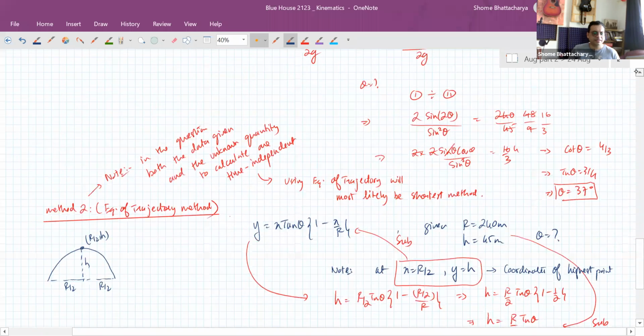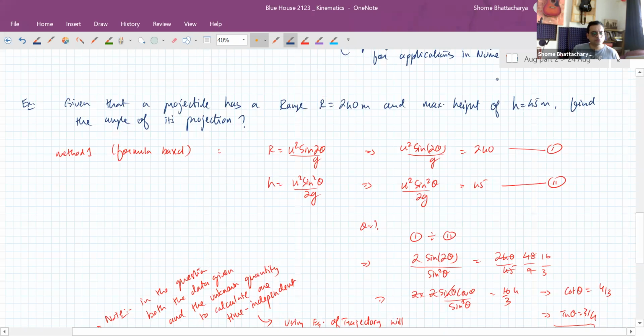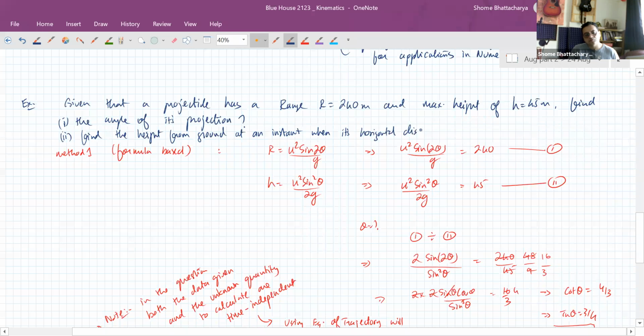Okay, now suppose this question had a second part. First was we wanted to find the angle of projection. Now the second thing is we wanted to find the height from the ground at an instant when its horizontal displacement is, let's say, 180 meters. Okay. So let's look at this second part now.